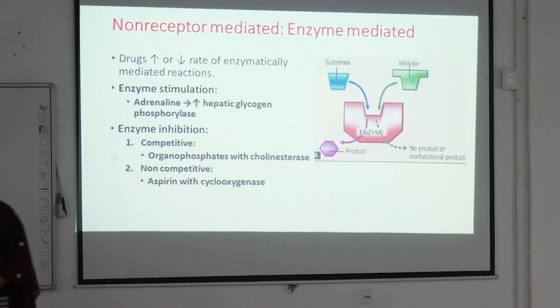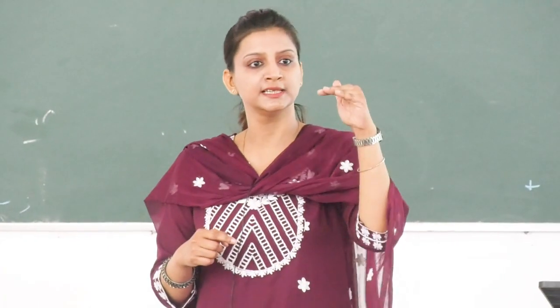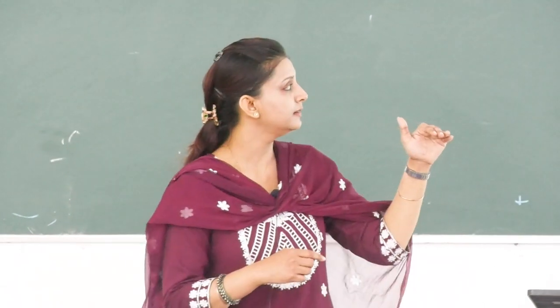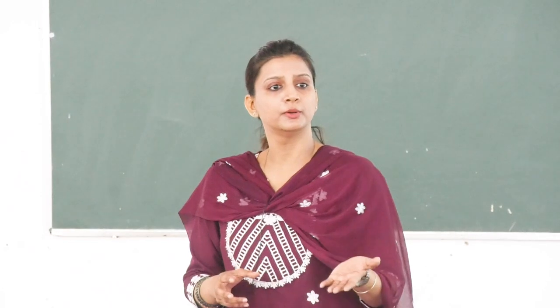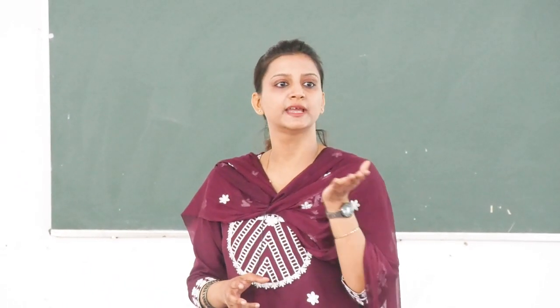Non-competitive. Okay? So competitive has two types, equilibrium and non-equilibrium. In the equilibrium type, what happens? If you increase the substrate concentration, the inhibitor is replaced and efficacy is restored. In the non-equilibrium type, what is happening? It comes and binds permanently. However much you increase the substrate, you cannot get the response. Okay? The combination of the two types, equilibrium and non-equilibrium, and then non-competitive, we have next.